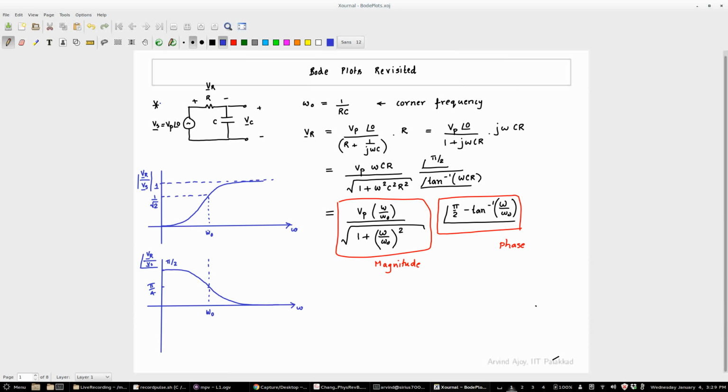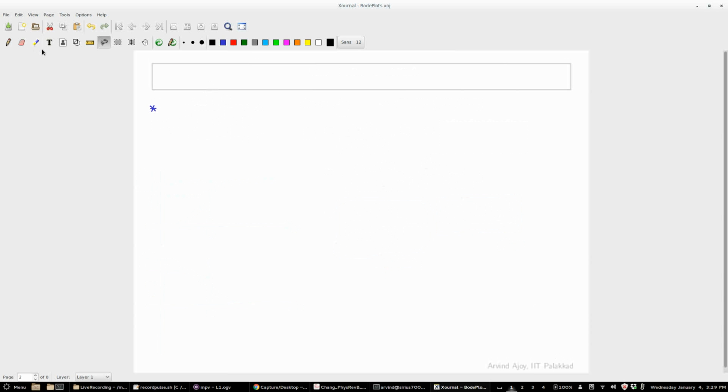Many times we are not really interested in the exact shape of the function corresponding to the magnitude and the phase. We are more interested in some kind of approximate trend. So let's go back and see if we can approximate this particular function. Okay, so I'm going to start. Let me start with this.